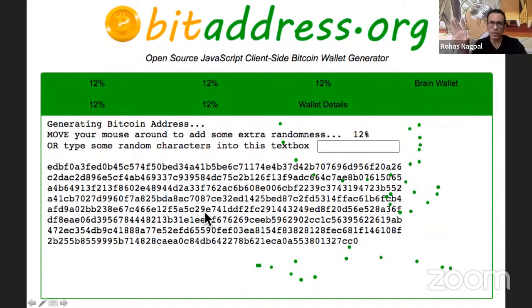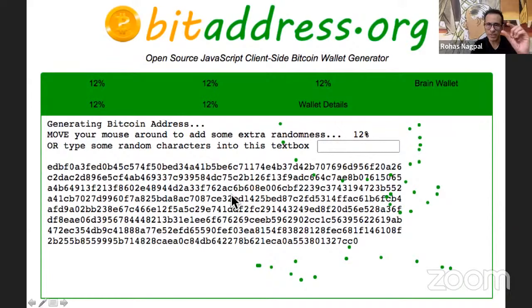Now every human being will move the mouse in a different pattern. Based on the pattern, random numbers are generated, an algorithm is run, and a public-private key pair is generated for you. So as of right now, you can see it's 12%. So as I keep moving the mouse around, it will keep increasing this.